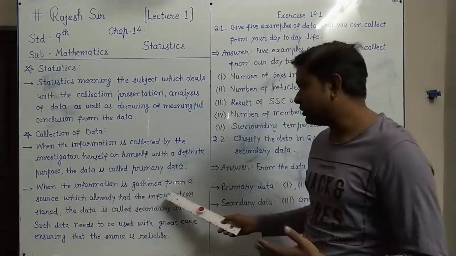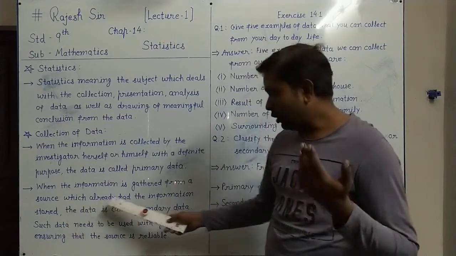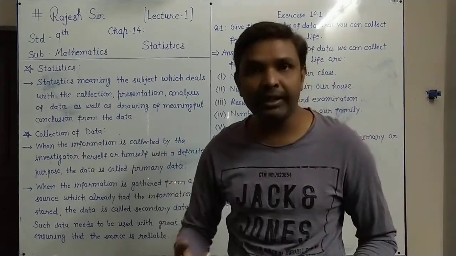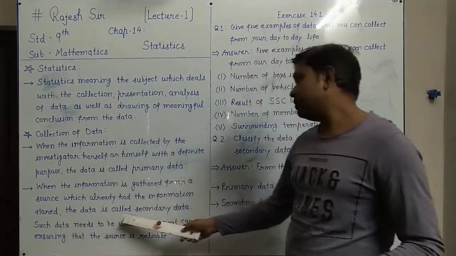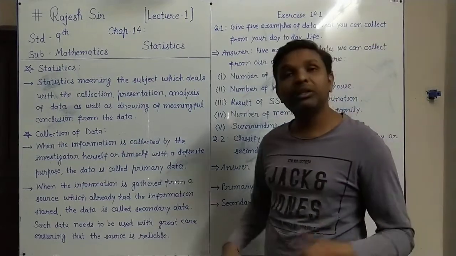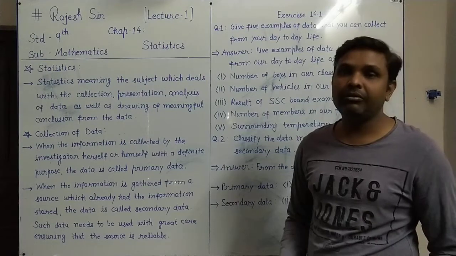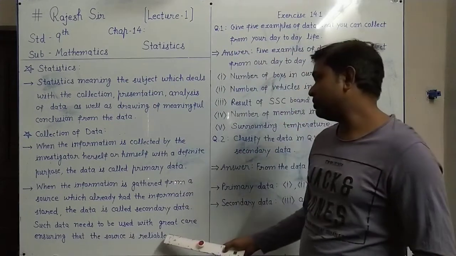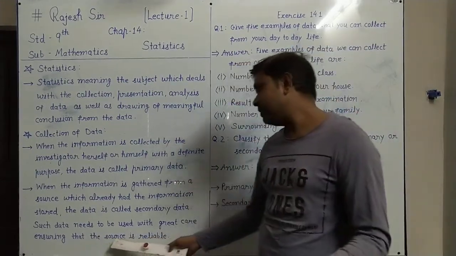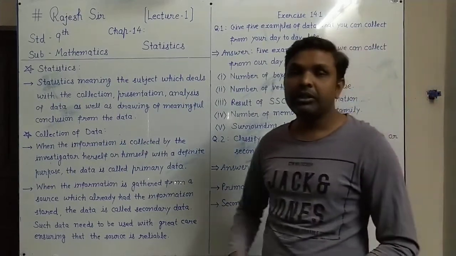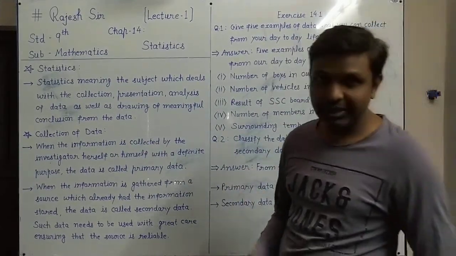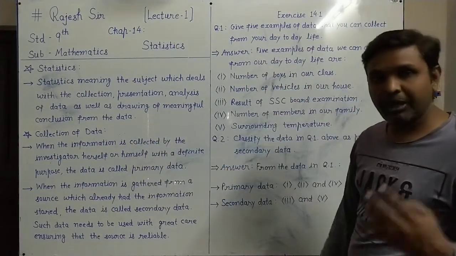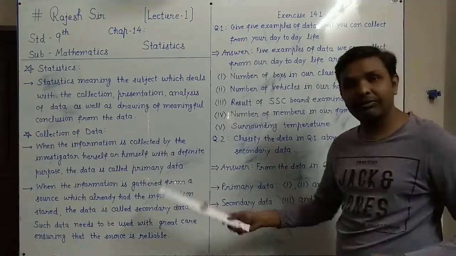When the information is gathered from a source which already had the information stored, when we are getting our information from the stored data, that data is called secondary data. We are not investigating ourselves. We are using the data stored by someone else. Such data needs to be used with great care, ensuring that the source is reliable. If it is reliable, then only that type of data can be used. This is called secondary data. So this is the definition of statistics, the collection of data, primary data and secondary data.